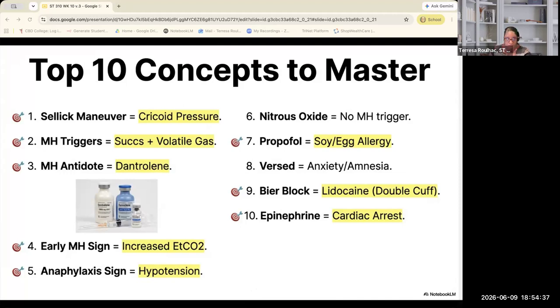If I was studying for this final exam, this cumulative, let's say this evening, I would focus on making these associations. When you hear MH, I'll be already thinking dantrolene. When you hear CVT, I want you to be thinking adenosine. When you hear stridor, I would probably be thinking of a laryngospasm.